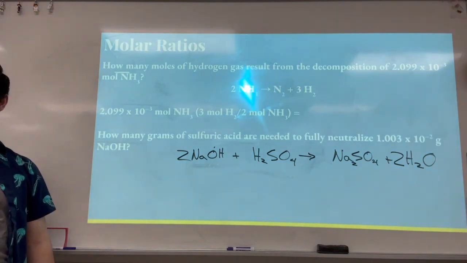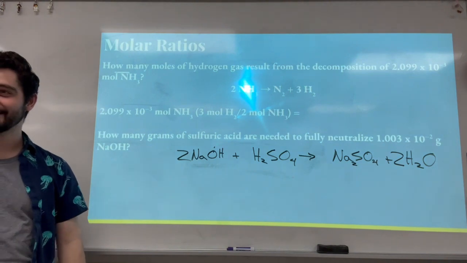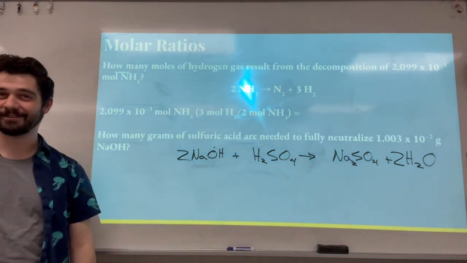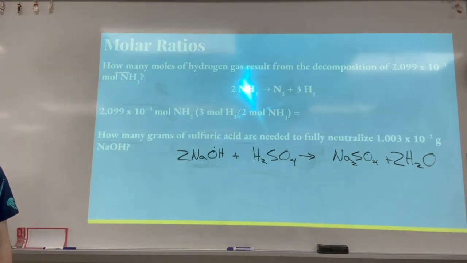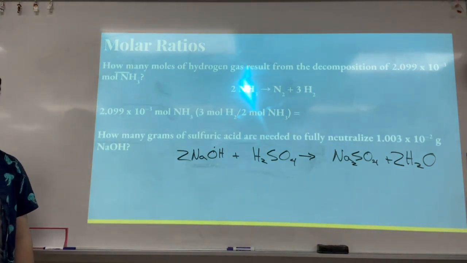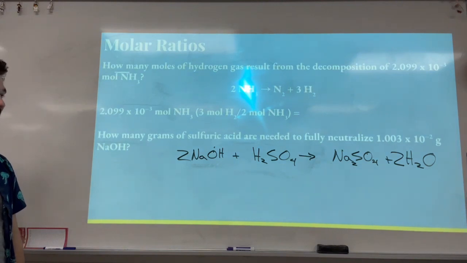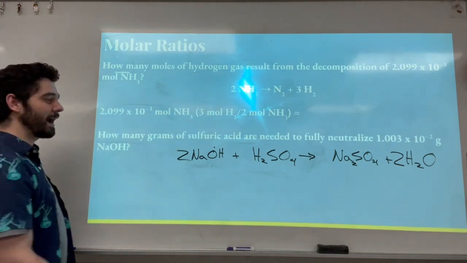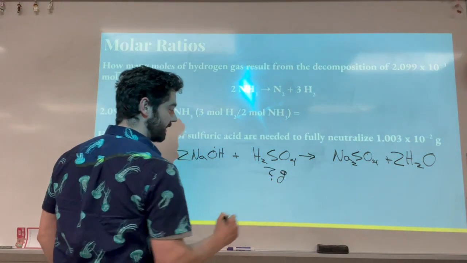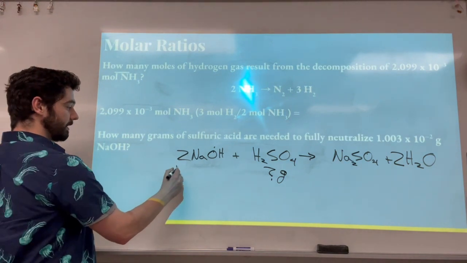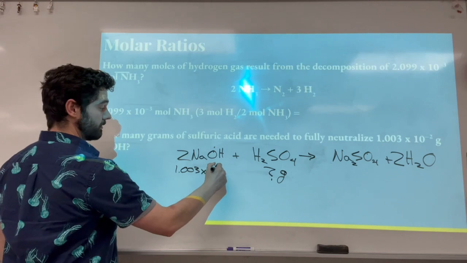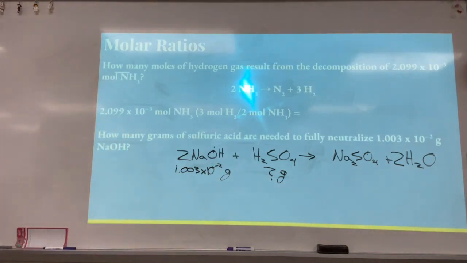Okay, so that was all step 1, right? Step 1, write the balanced equation. Step 2, solve the math problem now. So what are we trying to solve? I forgot. Let's read the problem. How many grams of sulfuric acid do I need in order to completely react with this many grams of my base? That's a good question.